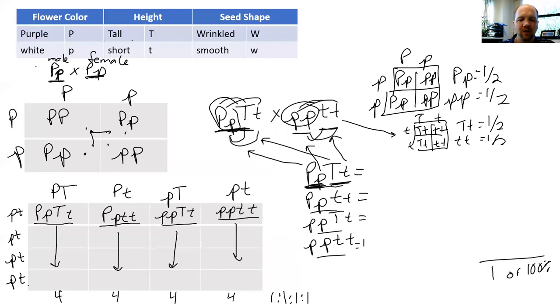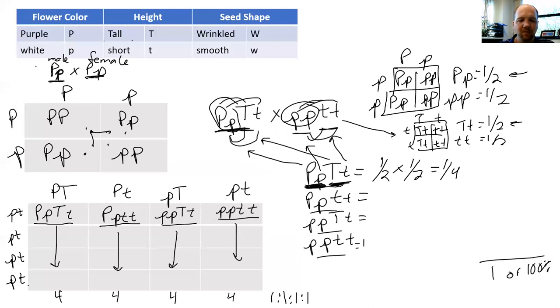So when we're figuring this out, we can say, okay, what's the probability, based on these parents, of getting big P, small p? Well, we look at our Punnett square and say, okay, that's 1/2. And what's the probability of getting big T, small t? Oh, that's also 1/2. So this just shortens the amount of math that we need to do, and we see that that's 1/4. And we could do that for each of these.